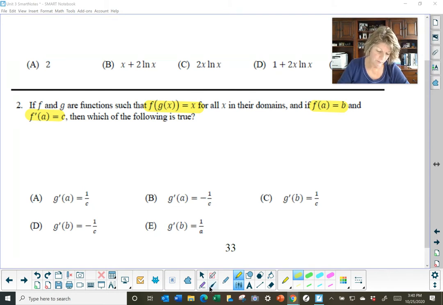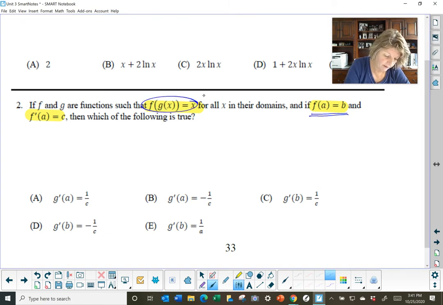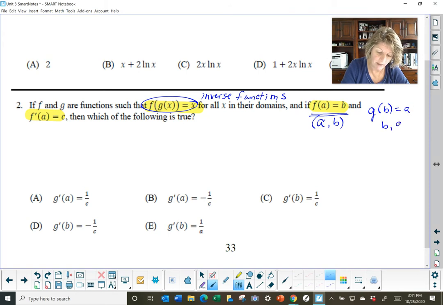Still stuck? Well, let's walk through it together. All right, so this tells me I have inverse functions. For f of a, that's an a-b combination. For the g function, g of b equals a. So that would be a (b, a) ordered pair, right? If they're inverse functions.